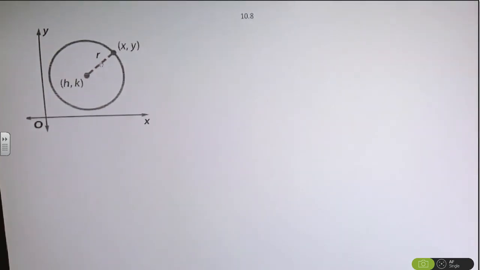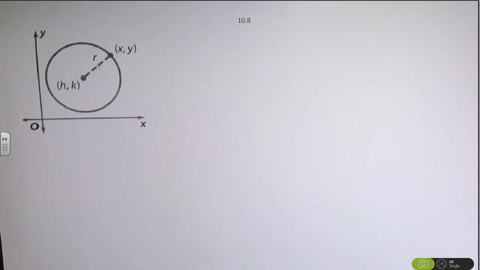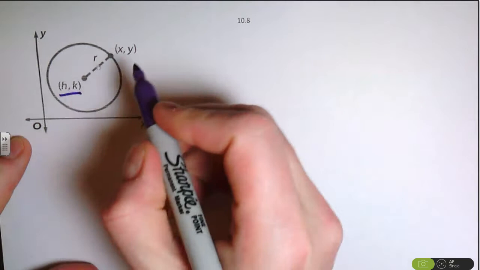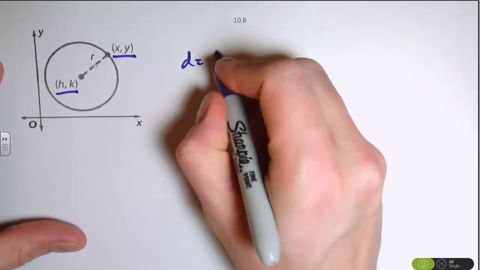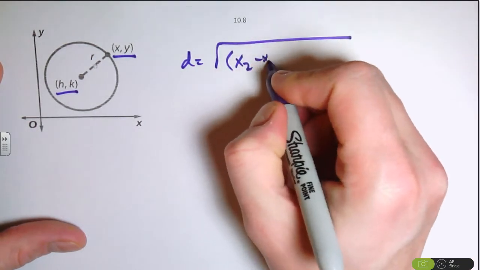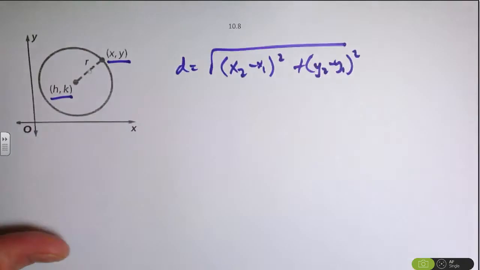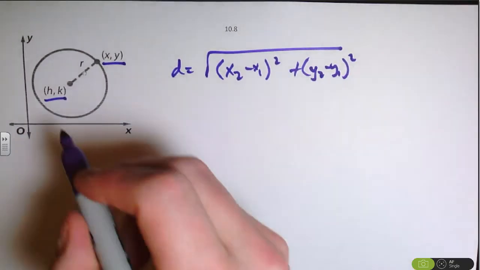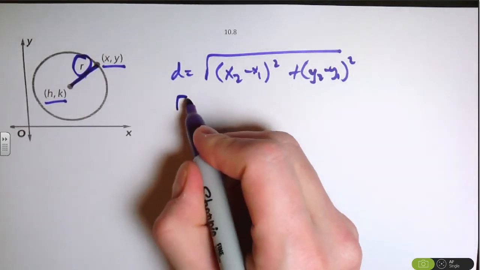So how this works actually is the distance formula. It's the easiest way to say it. What we set up is the distance between the 2 points here, h, k and x, y. Well, the distance formula says distance is the square root of x2 minus x1 squared plus y2 minus y1 squared. In our case, the distance between these 2 points is the letter r. So r is the distance.